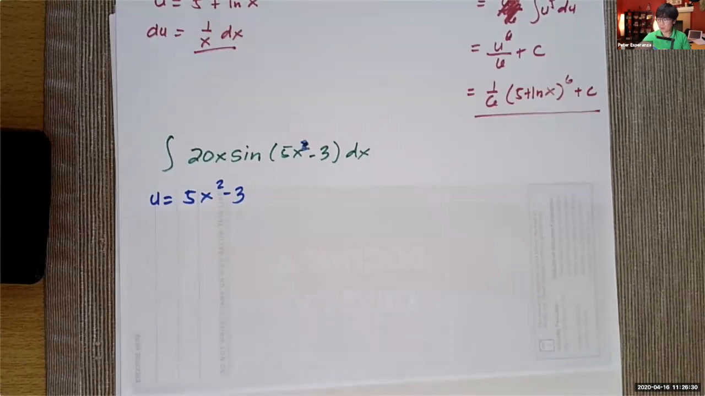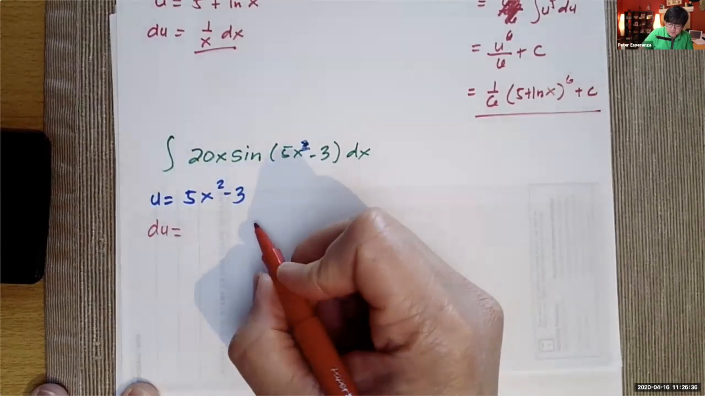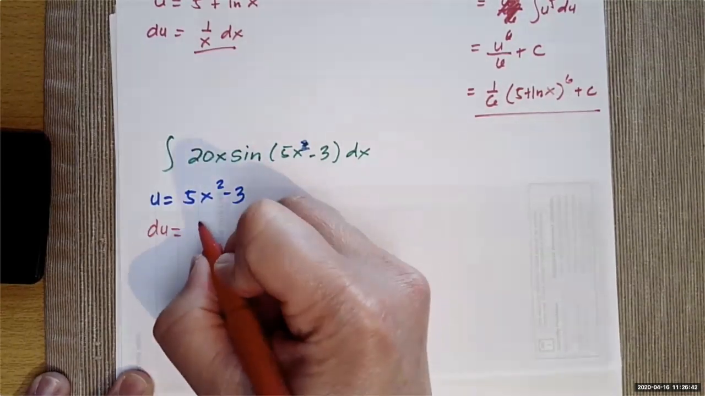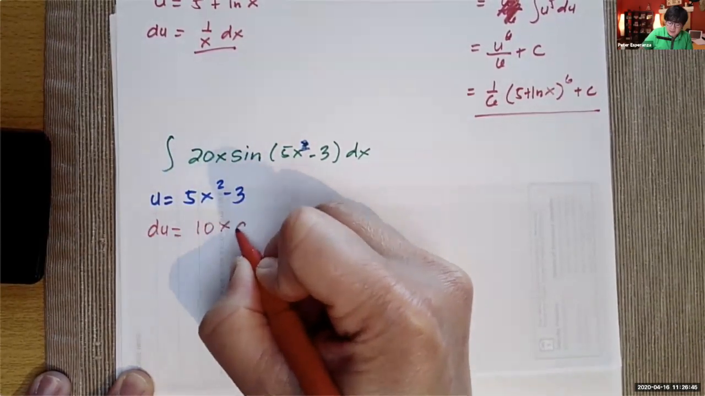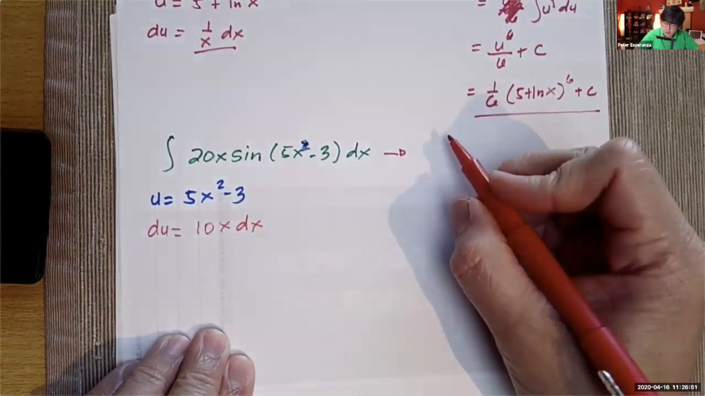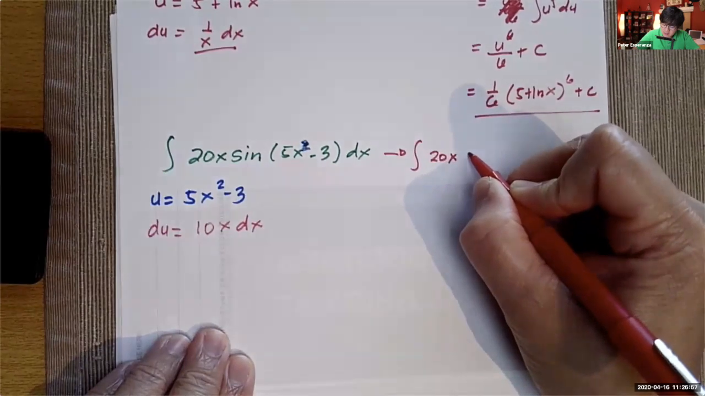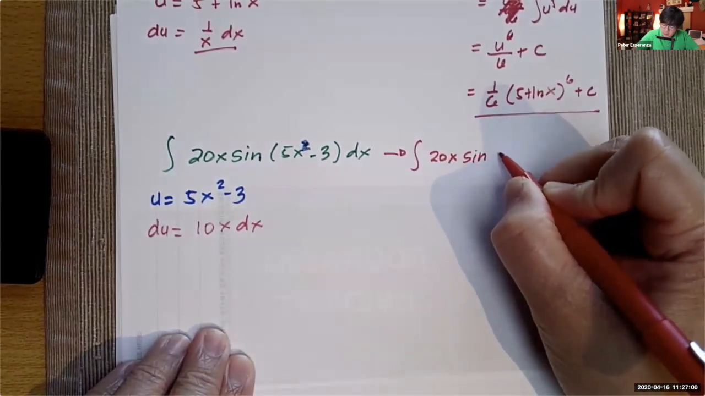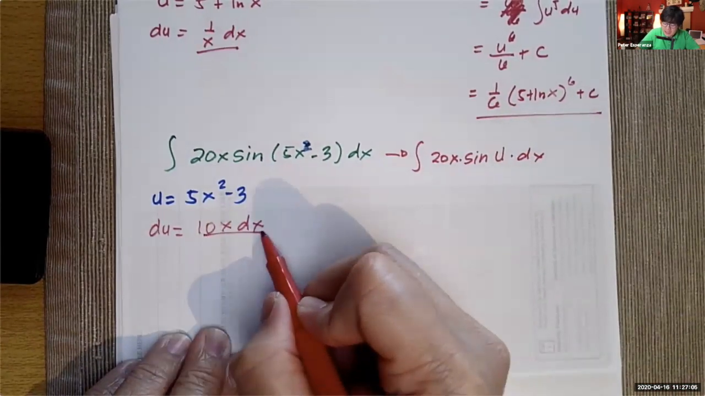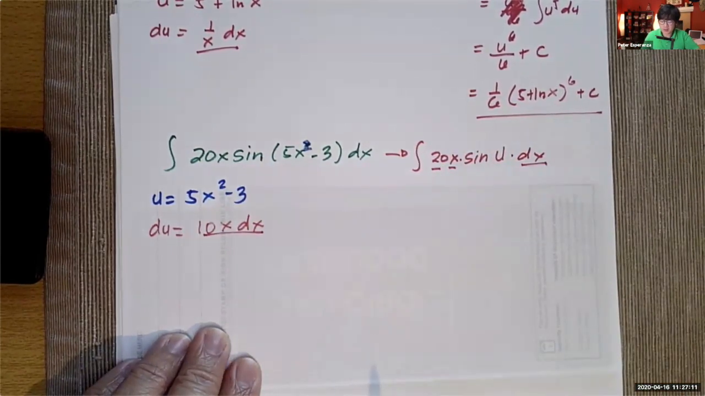Okay, let's answer this. Why is it almost? What's the derivative of u? 10x dx. All right, so du is 10x dx, and let's change this into the antiderivative of 20x sine u dx, right? du is 10x dx, but there's a 20 right here. So how am I going to fit it in?